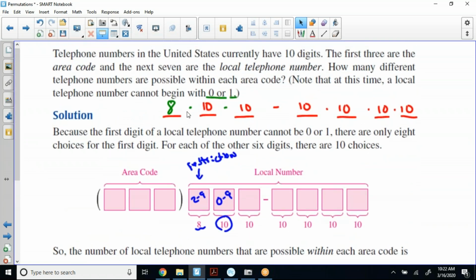We said that because the first one was restricted, the only numbers could be 2 to 9. So it left the other ones having 10 possibilities, 0 through 9. I just want to make sure everybody's good with that. If you've got any questions, let me know.